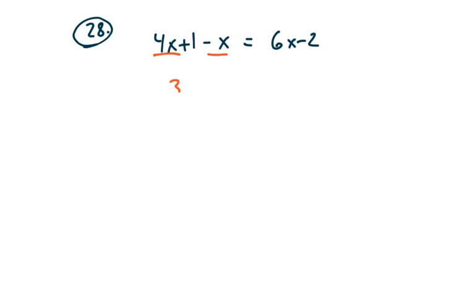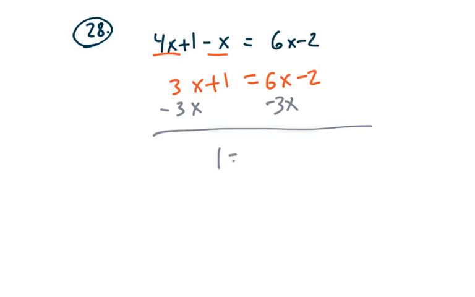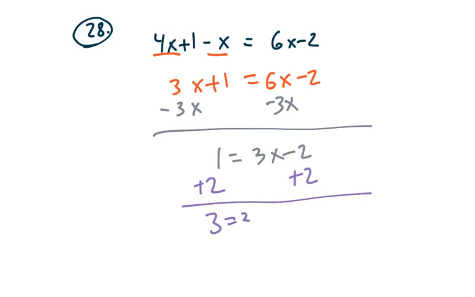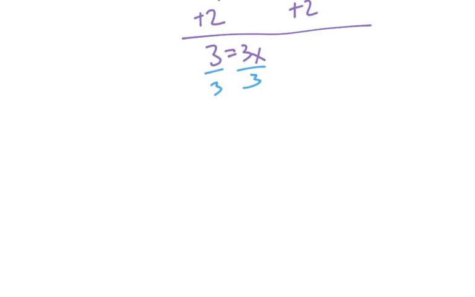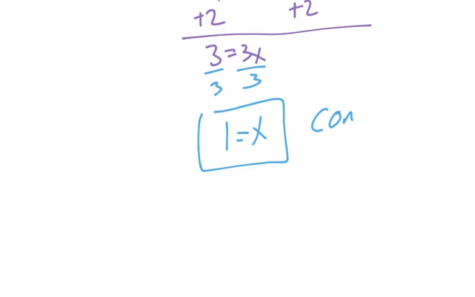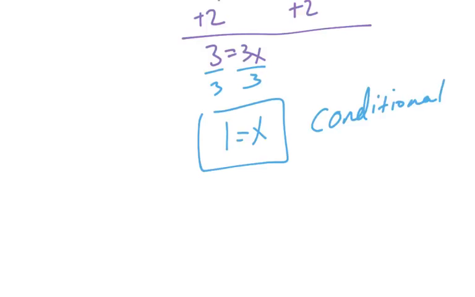4x minus x is going to give me 3x plus 1 equals 6x minus 2. I'll consolidate my x's. Get 1 equals 3x minus 2. I'll put my 2 to the other side. 3 equals 3x. And divide through by 3. And x is 1. Okay? This is what we call conditional. It is true on the condition that x is 1. And that's it. So, hopefully that makes sense.